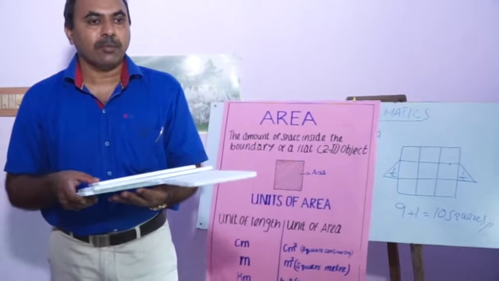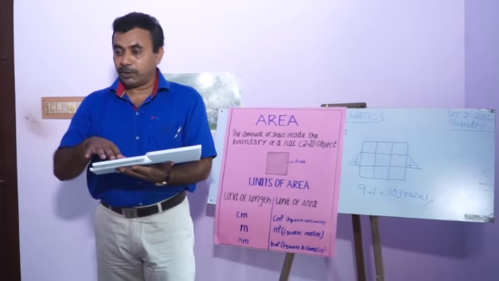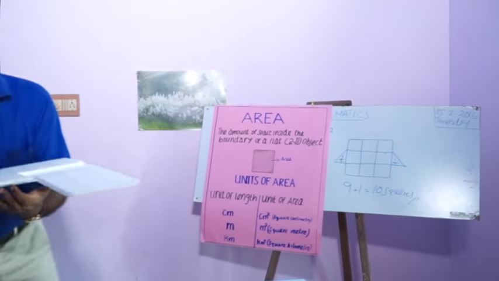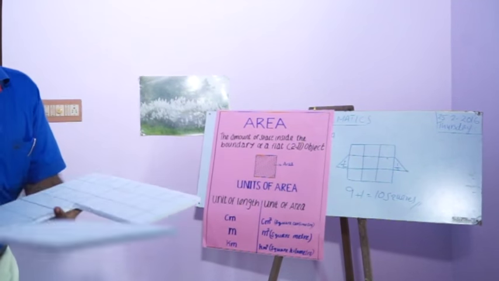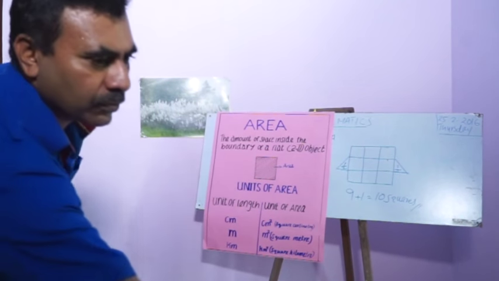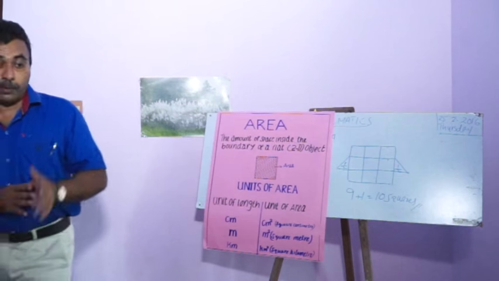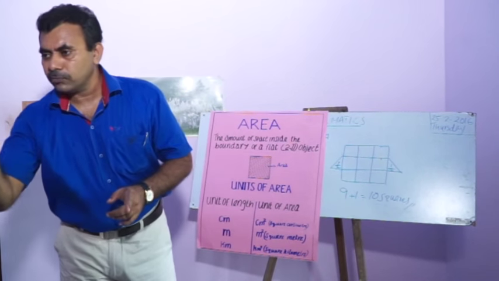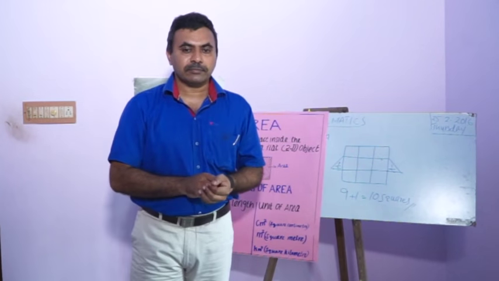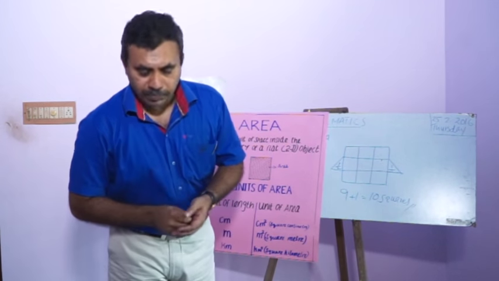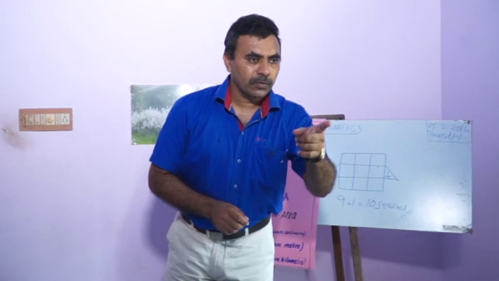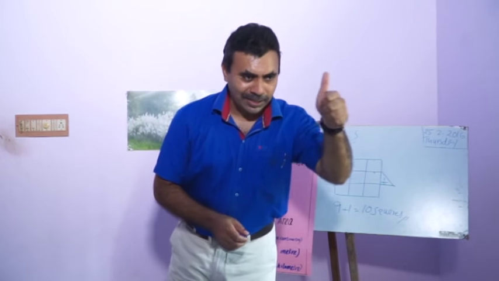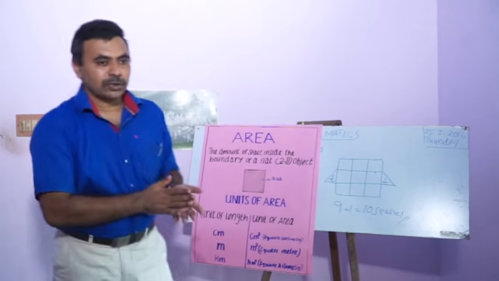Then, I will give you some models. You can find the area on your own. Take it, it's for you. Make it fast. Yes. 16. Very good. 24. Excellent. 48. Yes, keep it up.